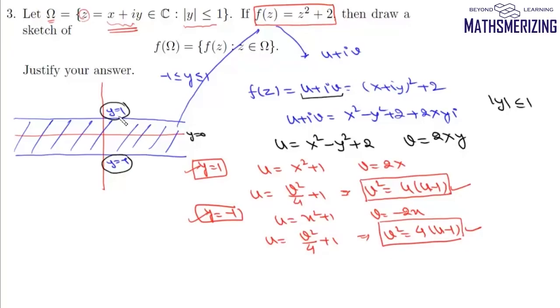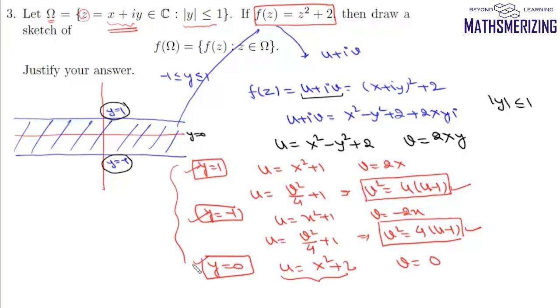Now if we put y as 0, in that case we'll get u as x square plus 2 and v as 0. In that case we'll get a ray lying on the x-axis, where u is greater than or equal to 2. Its v coordinate will be 0. Now we'll plot these 3 sketches.